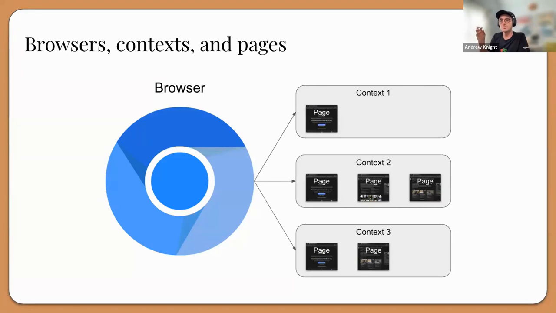Then within each context, you can have pages. Pages are the things within the browser that you're actually interacting with, right? Most tests only ever need one page, but you can have multiple pages within a context if you like. Versus Cypress, you can only ever have one page at a time. So cool stuff that Playwright enables.